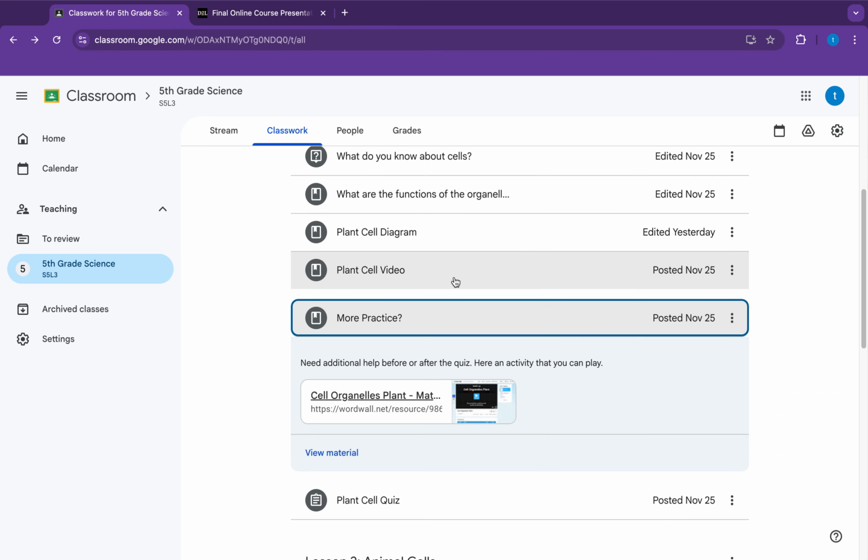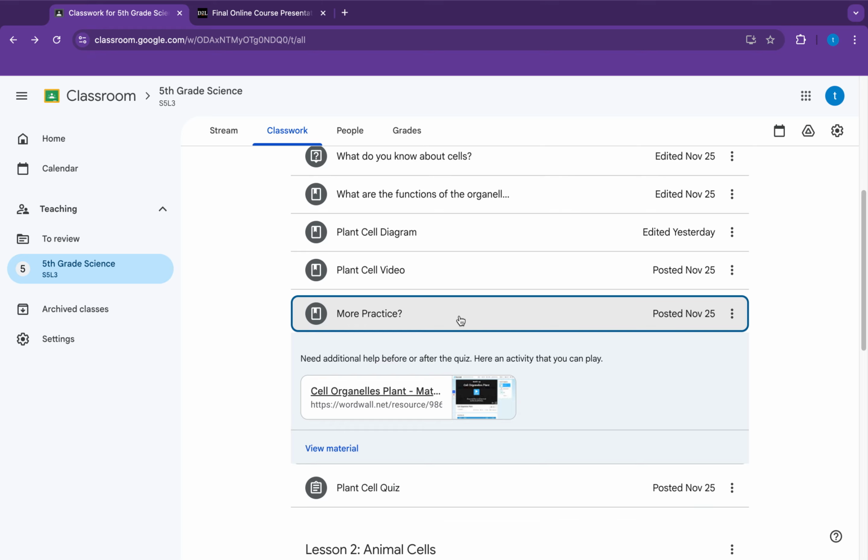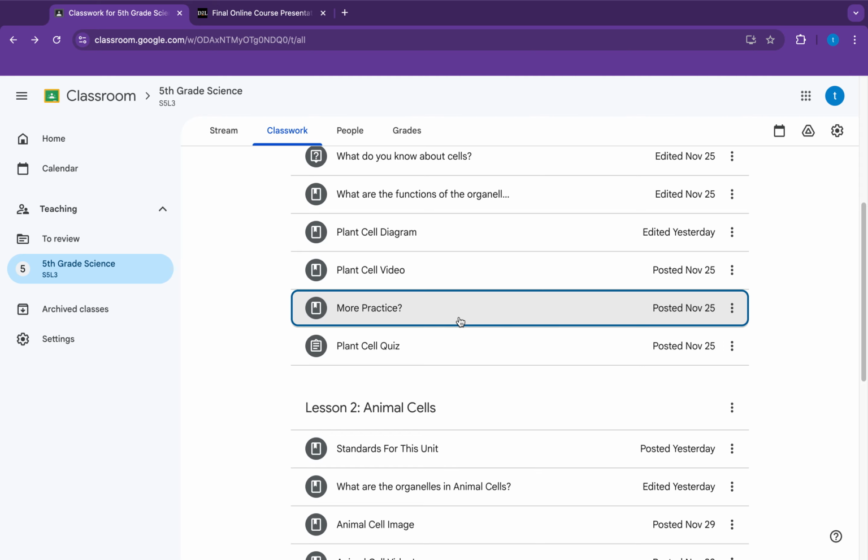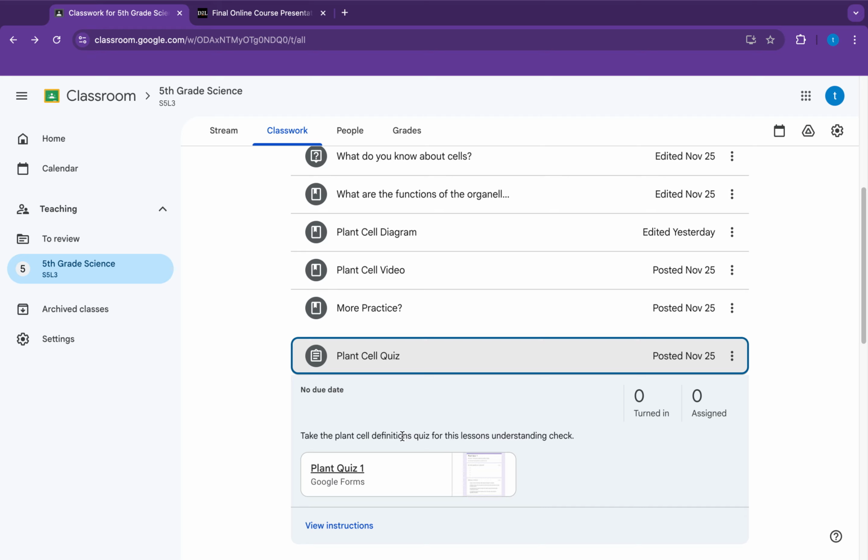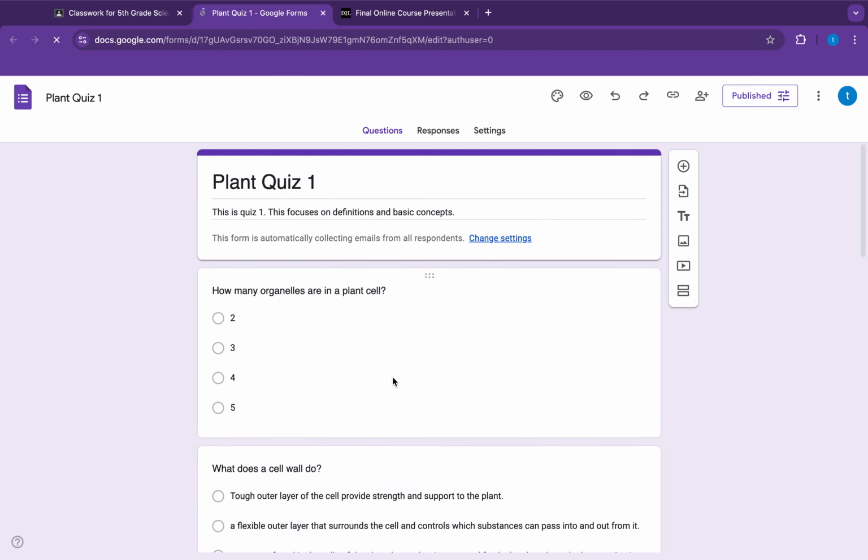Now they're allowed to play with these word walls as much as they want to. That's why I like to have them available versus me just making a quiz. But they're allowed to continue to play around and reference and use all this context in here before they go in and take the plant cell quiz that I have added into the assignment.